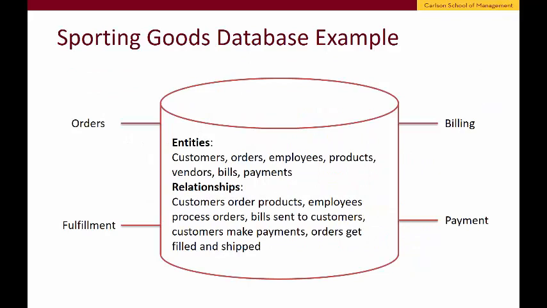Here we show how business operations, such as placing and fulfilling orders and processing bills and payments, are supported by a set of entities: customers, orders, products, and relationships between those entities, such as customers order products, that define a database system.